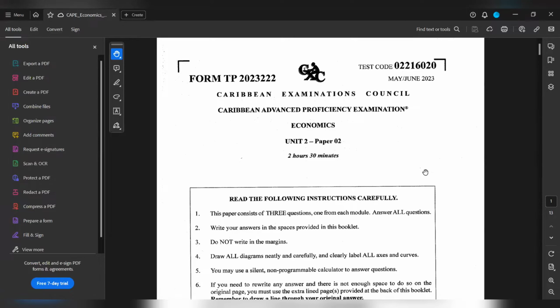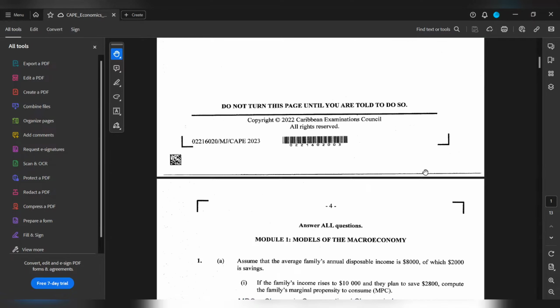Welcome back. Today we'll be looking at the May-June 2023 CAPE Economics Unit 2 Paper 2. Let's get into it. Module 1, Models of the Macroeconomy.